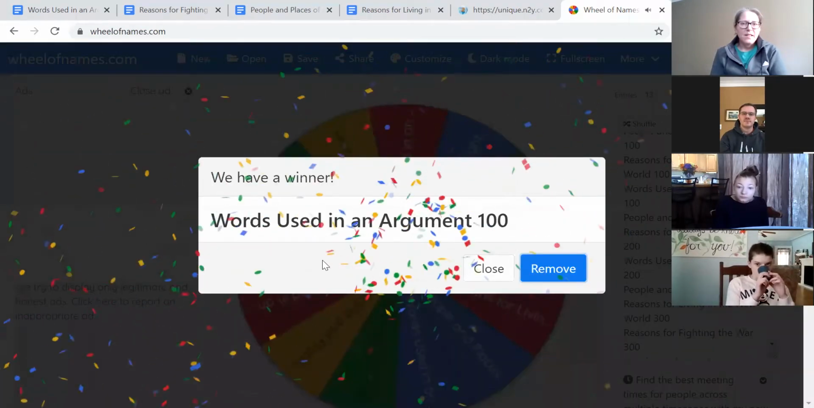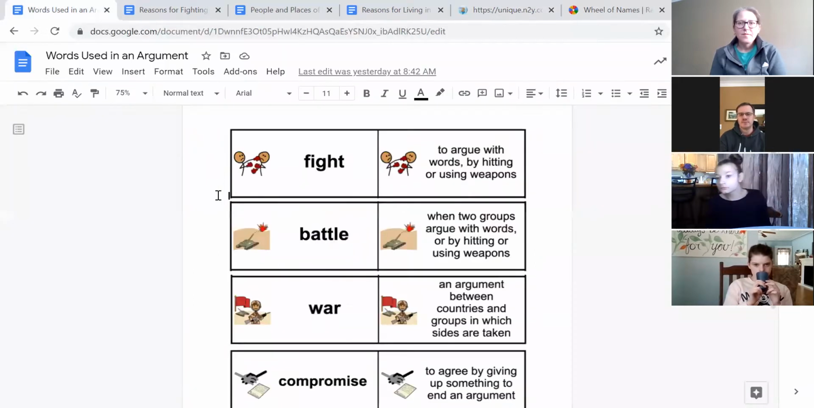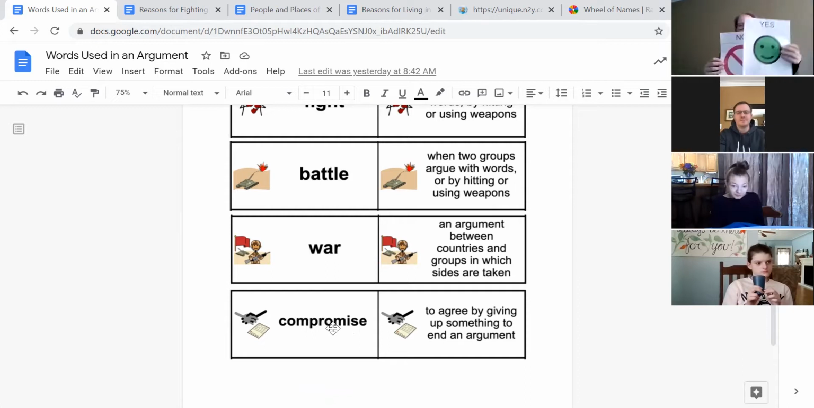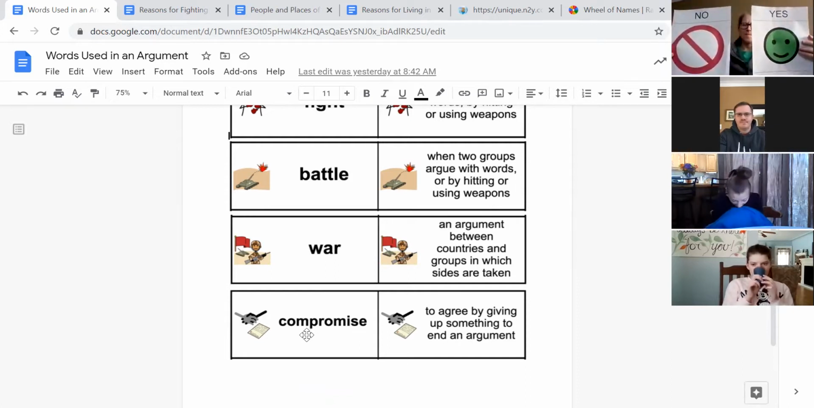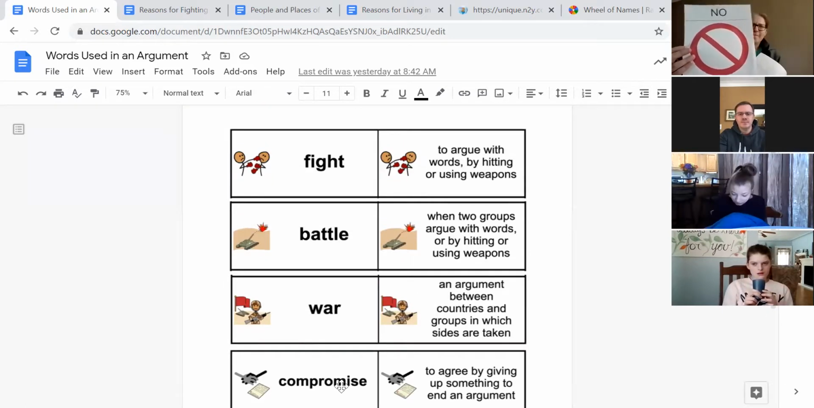All right, words used in an argument, 100. This means to argue with words by hitting or using weapons. Here are our choices. We have fight, battle, war, and compromise. Do we think it's compromise, to agree by giving up something to end an argument? Yes or no? I don't think we were agreeing in our clue. I think that's not what we were looking for.